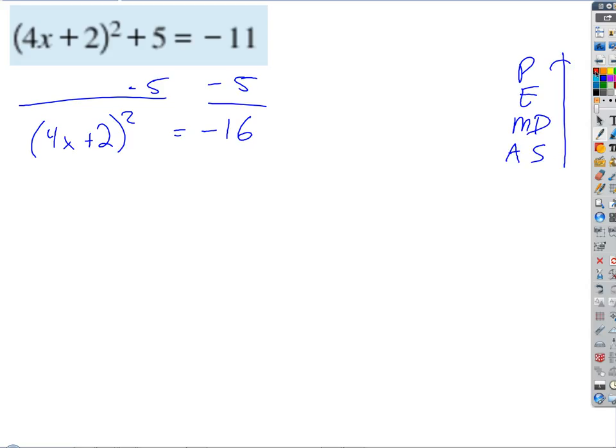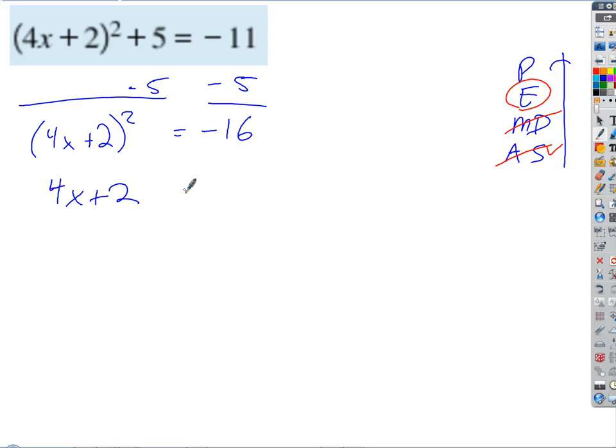Because we're going bottom up. First thing we did was we took care of that loose term that was being added, right? So that layer is done. Next layer is multiplication. Well, there is no multiplication outside the parentheses, right? So then we get up to exponents. And so, see, I can't do anything inside the parentheses until I get to the top, right? So now I've got to undo the squared by square rooting. So if I square root both sides, I'm going to get 4x plus 2.